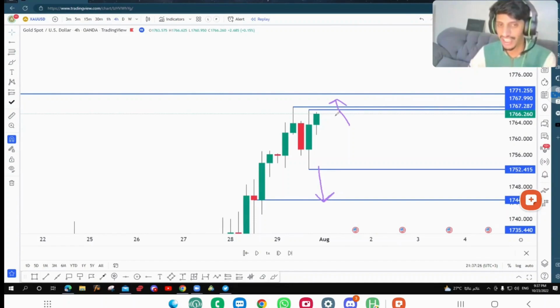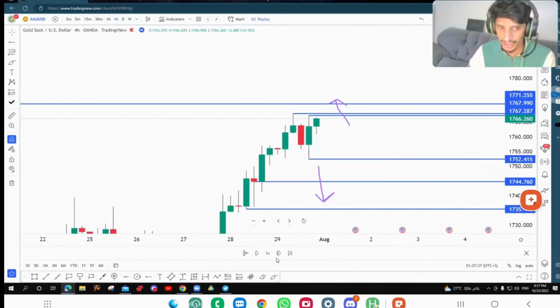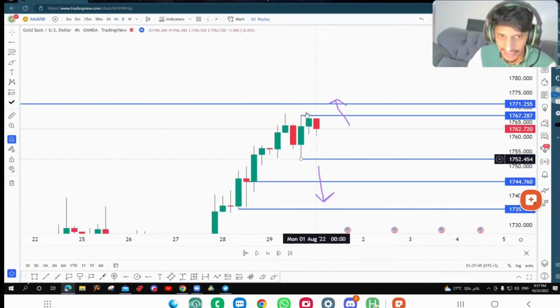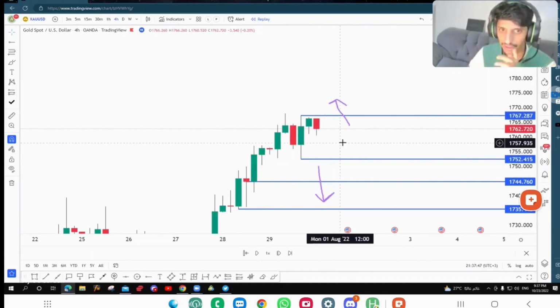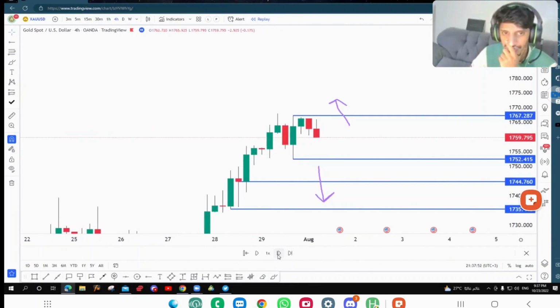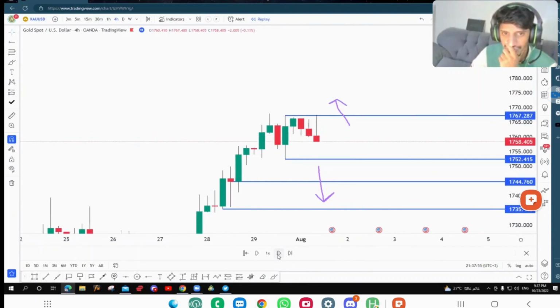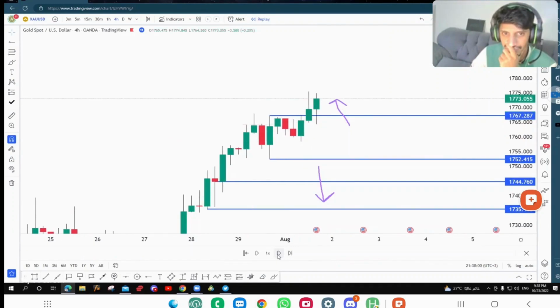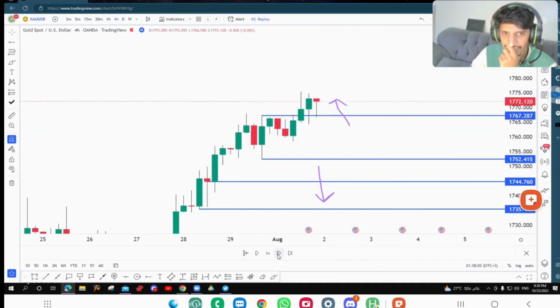But this is an impulse as well. It is the kind of impulse that is sometimes okay to take. Okay, let's see. Inside candle still. My level is this one. Let me erase it. These are two levels. Unless it breaks this one, nothing is going to change. Okay, now it starts breaking. So we're going upside.